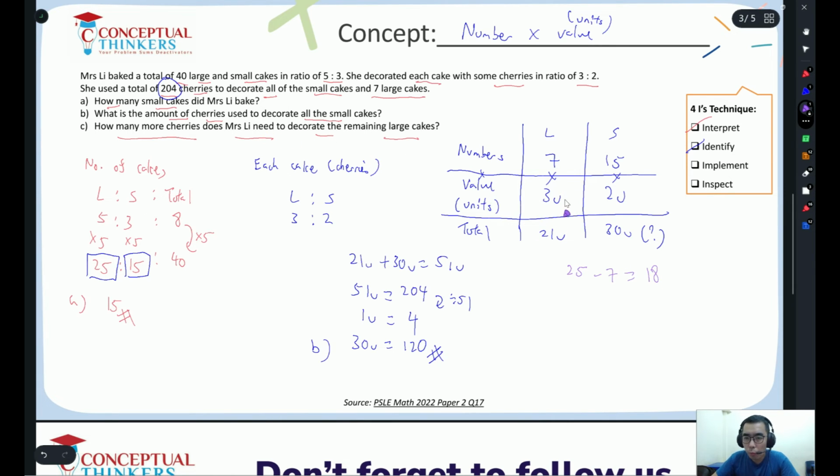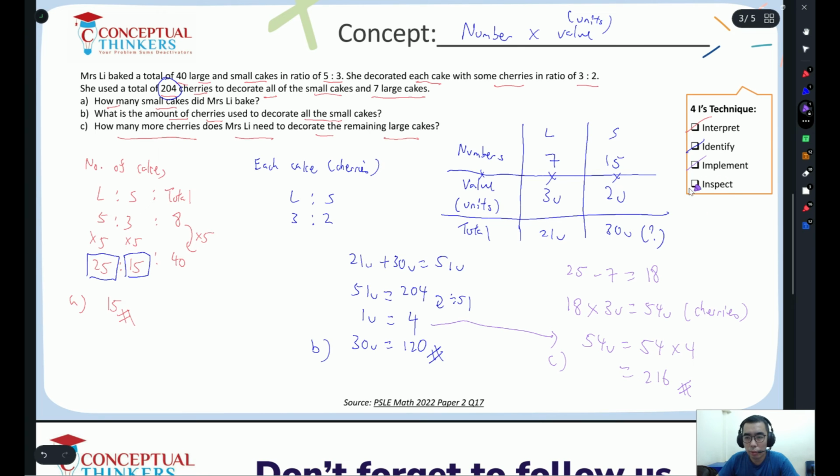Next, we know that one large cake will use 3 units of cherry, so I take 18 times 3 units. So this will give me 54 units. So this is the number of cherries that we need to use for the 18 large cakes. Since we know that 1 unit is equal to 4, we can use this information here to do my calculation. So we're going to take 54 times 4. So the answer for this will be 216. Okay, so these will be the steps to solve this question.